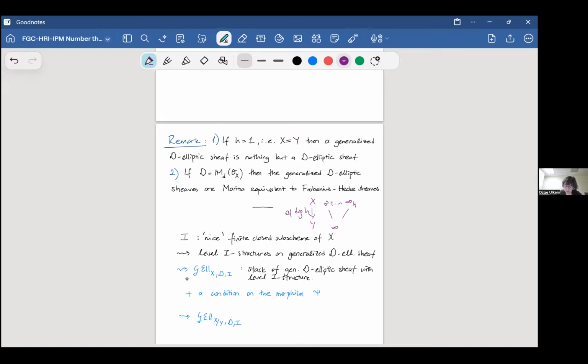But right now, even with level structure, this is a stack over X. But I want to push it down because I want to uniformize it along the fiber over infinity, which lies below. So to obtain this, we put a condition on the characteristic. So we are putting a condition on the growth of the morphisms, of the modifications, so that we can obtain a stack. Now this is a stack over Y.